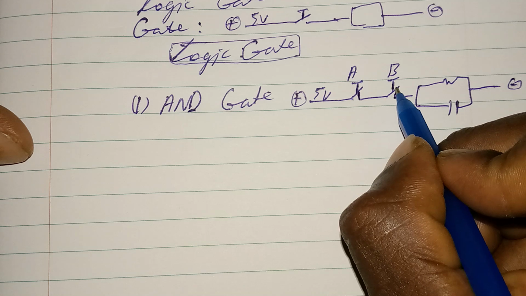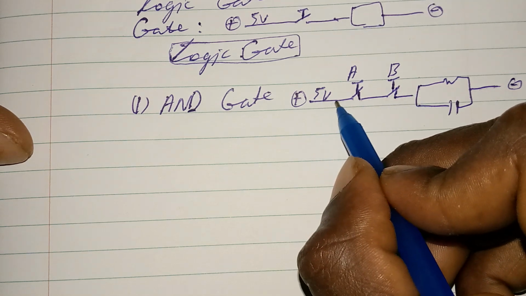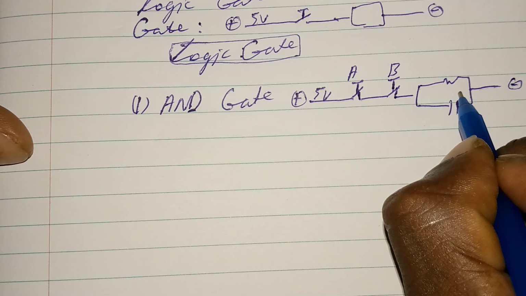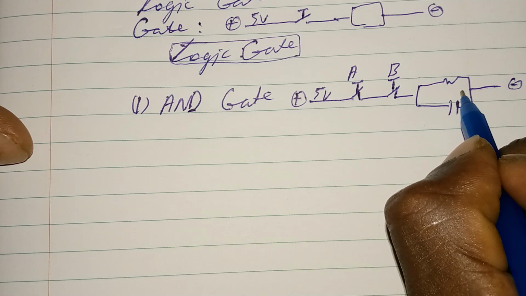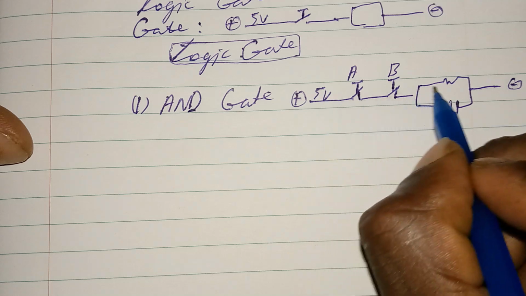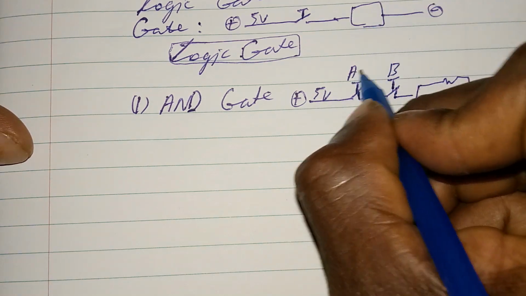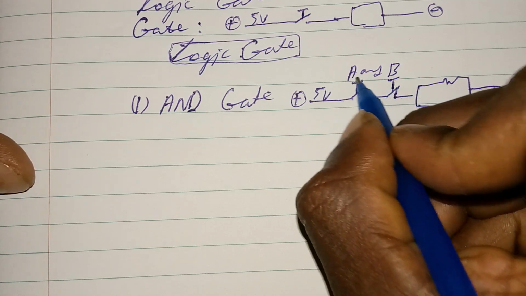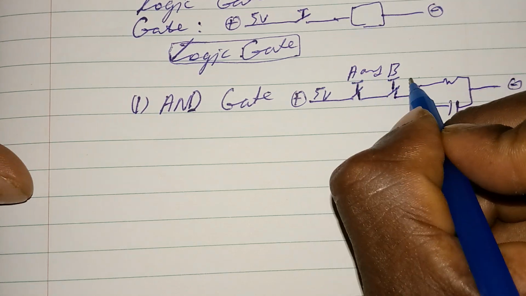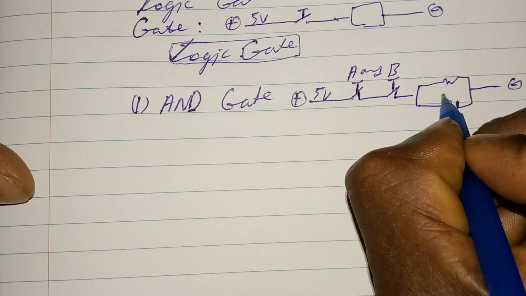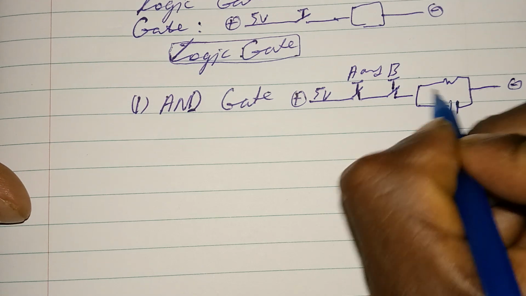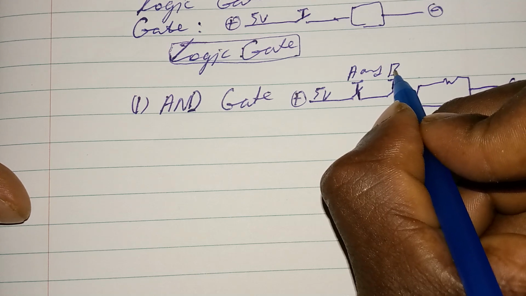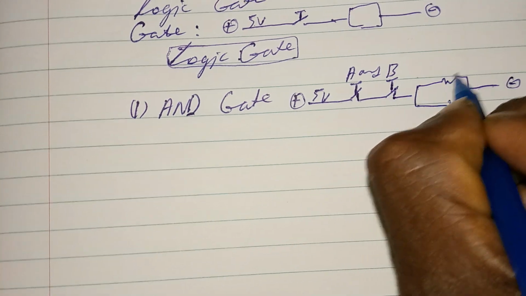But if you close it this way, the voltage will now pass through switch A and switch B, and then this circuit will be definitely powered. So if you want this 5 volts to power this circuit, A and B switch must be closed. If any one of these switches is open, then you cannot energize the circuit. Both of these switches must be closed so that you can power the circuit.